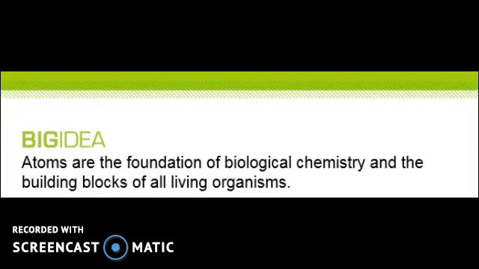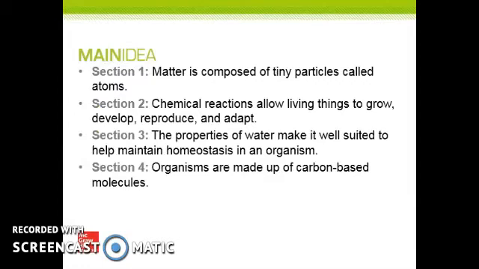The big idea of Chapter 6 is atoms are the foundation of all biological chemistry and the building blocks of all living organisms. So up to this point, you've heard cells are the building blocks of all organisms. And while that's true, it's actually chemistry that are the building blocks of the cells so that the cells can be living organisms. The main idea of each of these sections: matter is composed of tiny particles called atoms.